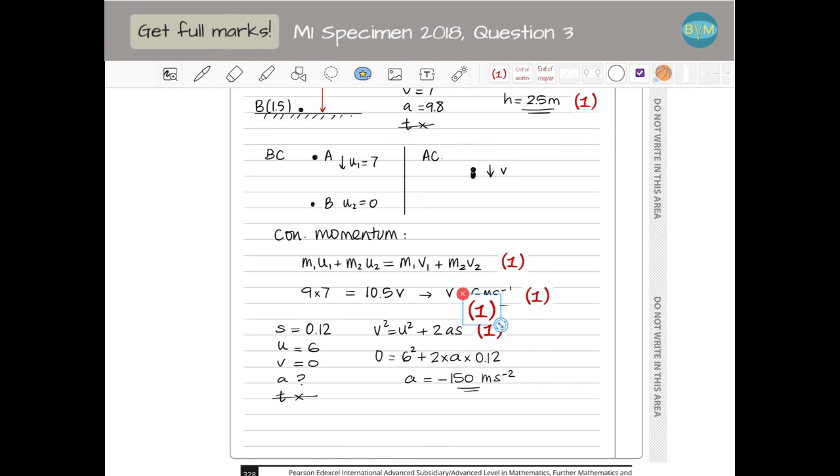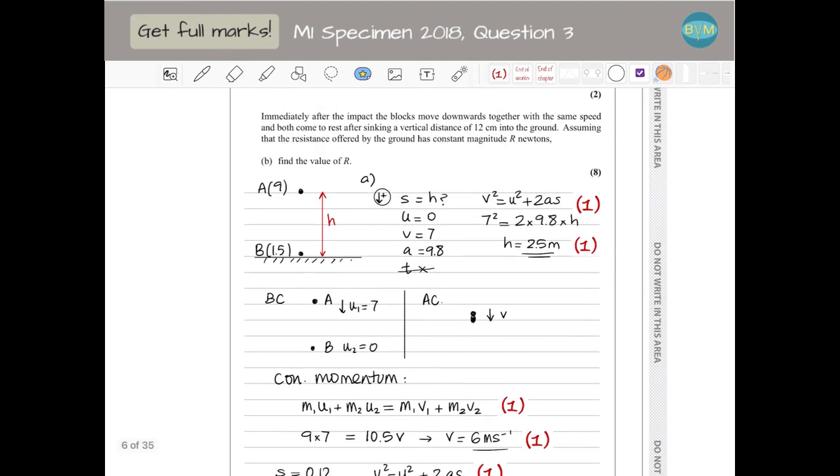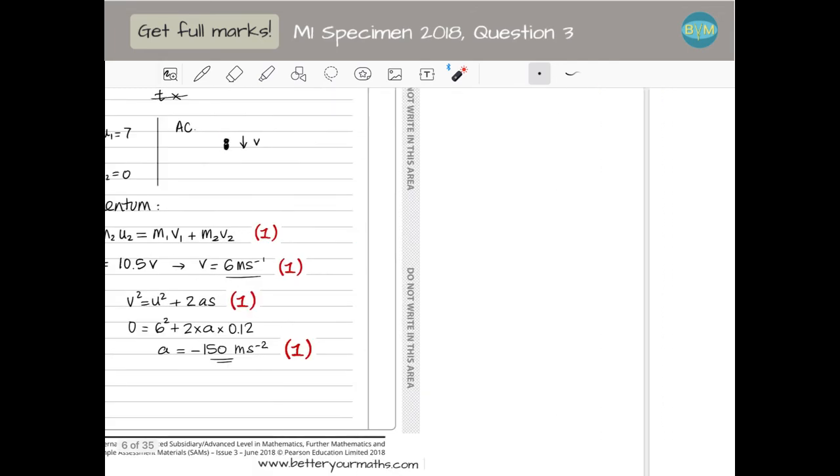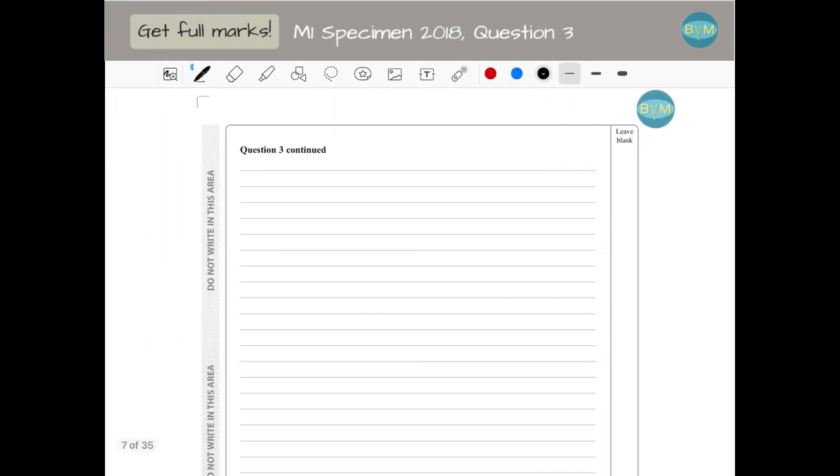But this is not what they're asking again. So they are asking the resistance force. So what is happening under the ground, I'm going to carry on here, is that you have your two particles together. They are moving down with a deceleration which is minus 150, and you have forces acting on them. So you have the weight of the particles, that would be 10.5 g, and the resistance force that they are asking us.